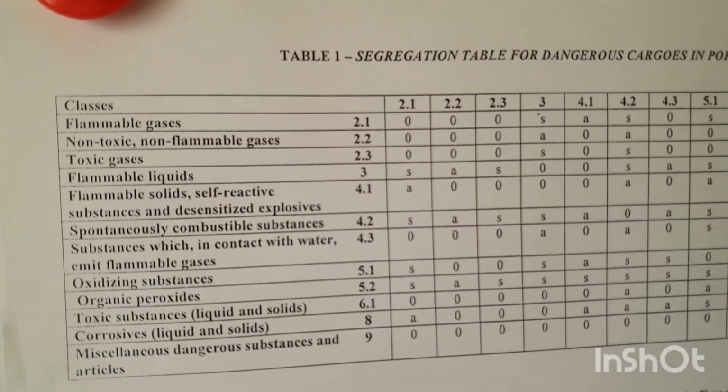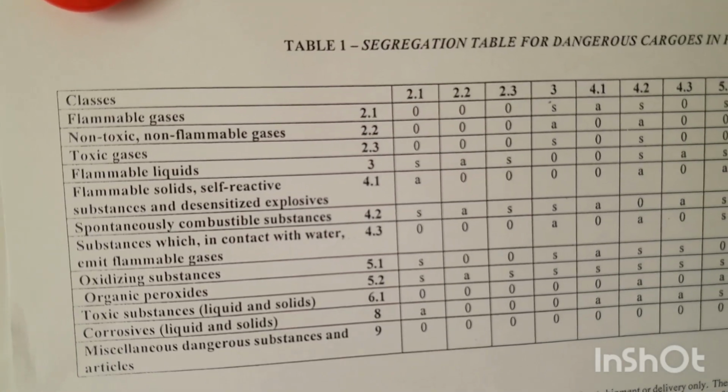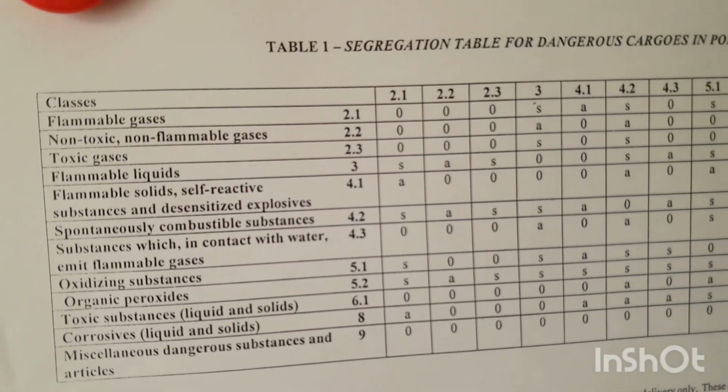What I will be talking about here in detail is the segregation of the goods in the port, the compatibility and segregation of dangerous goods with respect to the port. I will just cover it here and not go to the shipping part. This is the segregation matrix for dangerous goods applicable to the port, ICD and CFS yard.